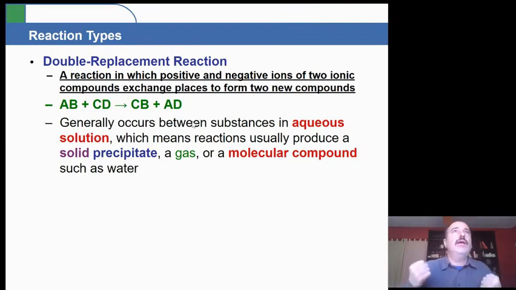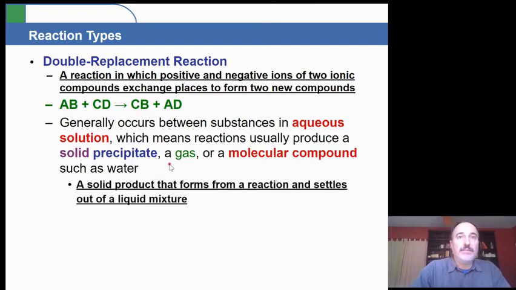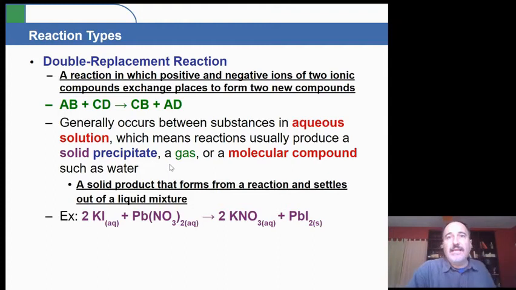If you have just two ionic compounds that are solids, they're not going to be able to react very well together. But if you dissolve them in water, then they can. And when they're in aqueous solution, if a double replacement reaction takes place, that's when you can tell, because usually either a solid precipitate forms, a gas forms and comes out of solution, or a molecular compound such as water forms. All right. So remember, a precipitate is a solid product that forms from a reaction and settles out of a liquid mixture. So one example is this.